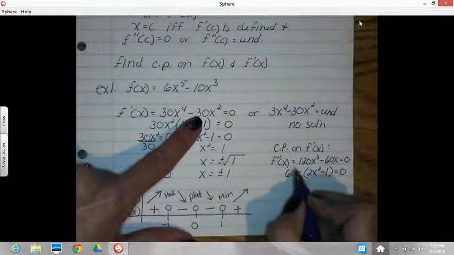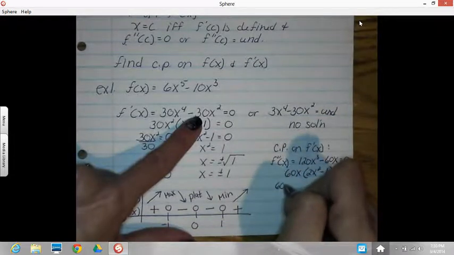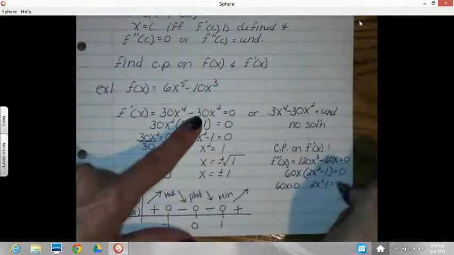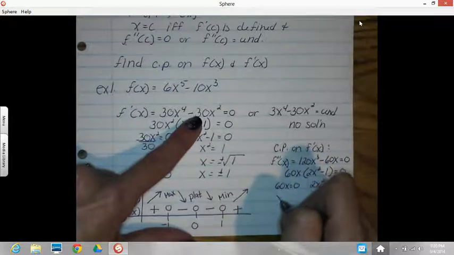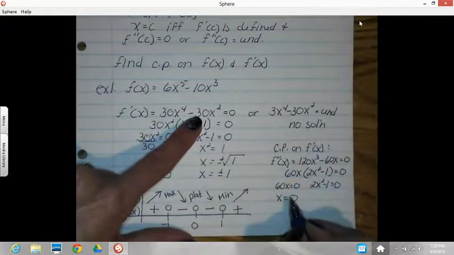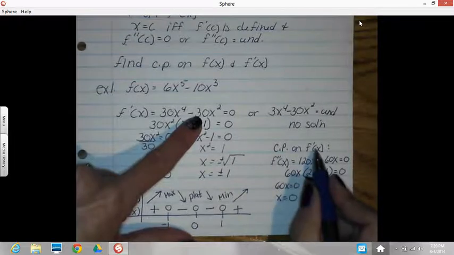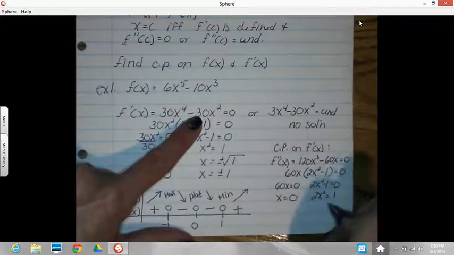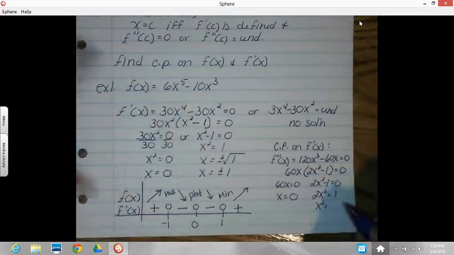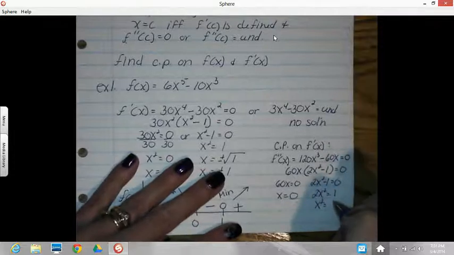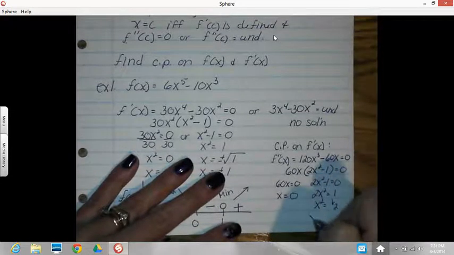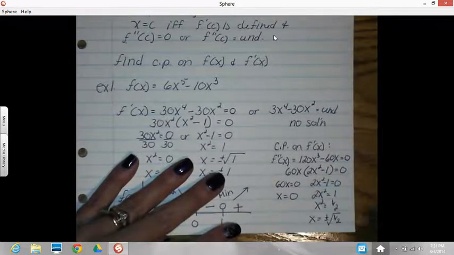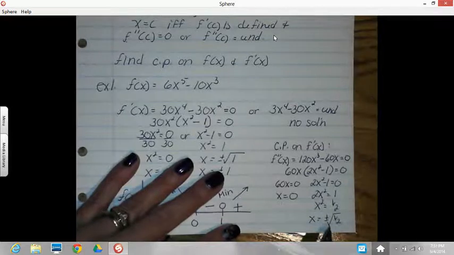Set each factor equal to 0. So here, divide by 60, x is going to equal 0. So I've got a critical point at 0 on f prime of x. Here, if I add 1, divide by 2, divide by 2, and then square root both sides. And remember to do the positive and negative square root of 1/2. I've got 2 critical points there. So here I found 3 critical points.